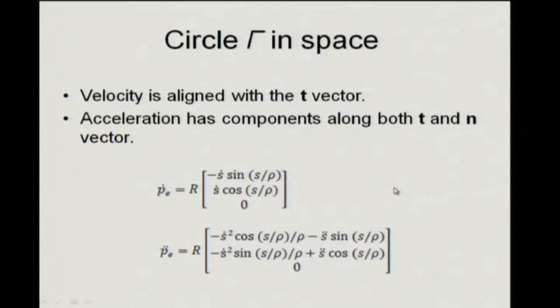If you take a circle, then you get this as the velocity, right? So this velocity is aligned with the tangent vector. If you take the acceleration, that has two terms. This is aligned with the tangent vector, and this is aligned with the normal vector. So this is sometimes called the Coriolis term.